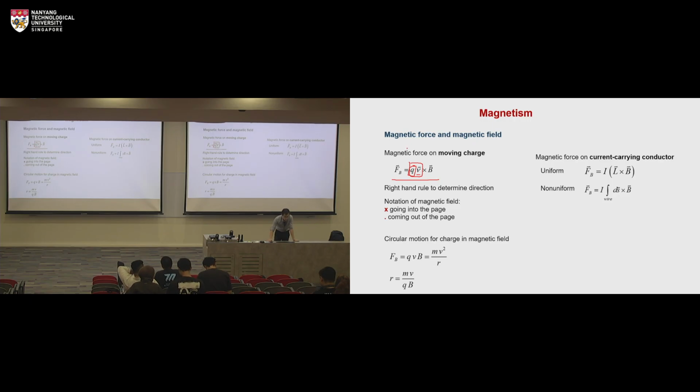And this is the formula to quantify FB, but actually equally important is to determine the direction of FB. Again, we have been doing this quite a few times. One is you do this to determine V cross B, step 1, and step 2, pay attention to the charge Q. If it's positive, then this is also FB. If Q is negative, then this is going to be FB.